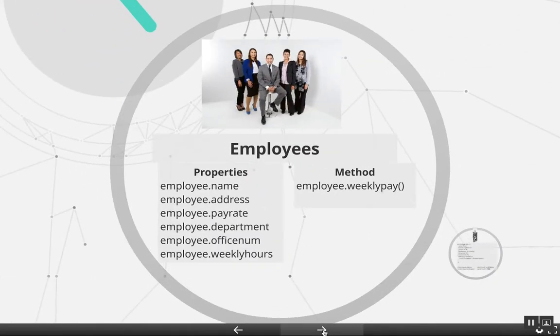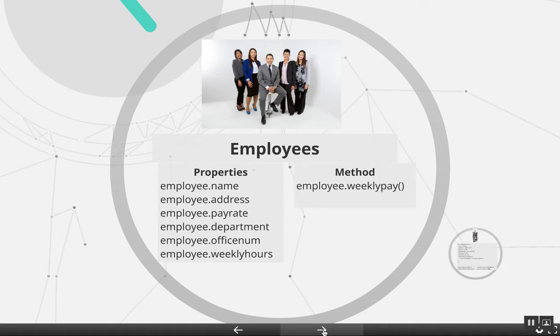If you had an object that represented your employees, you could have their attributes that describe them, or their properties like name, address, pay rate, department, etc. You might also have a method that would take their pay rate property and use the weekly hours property and their pay rate to calculate the pay for the week. This would be a method for manipulating the data that belongs to the object.